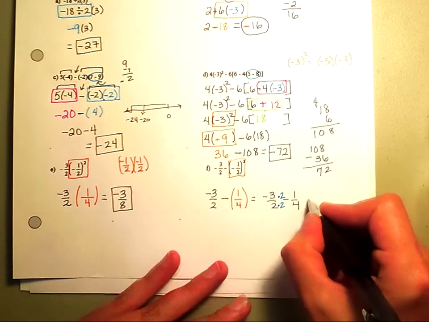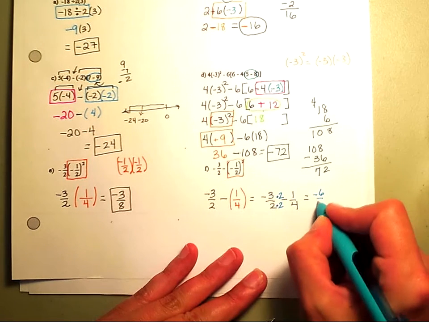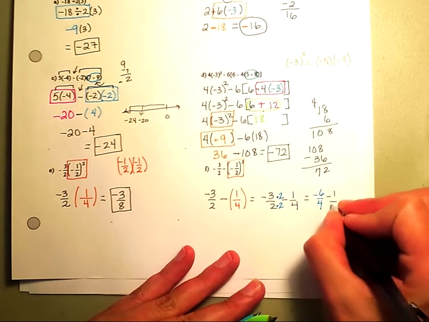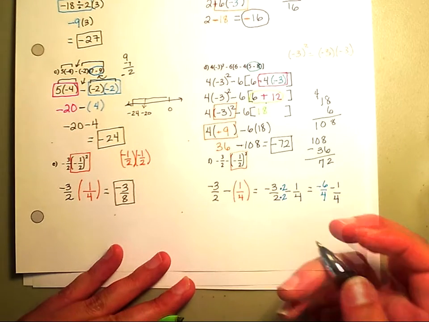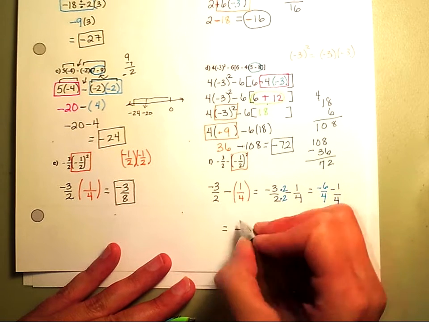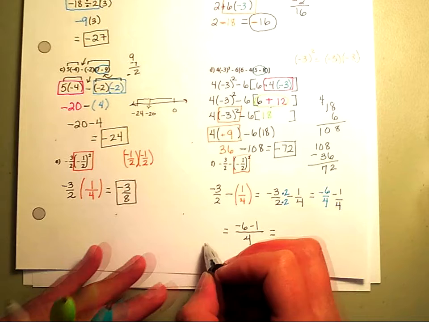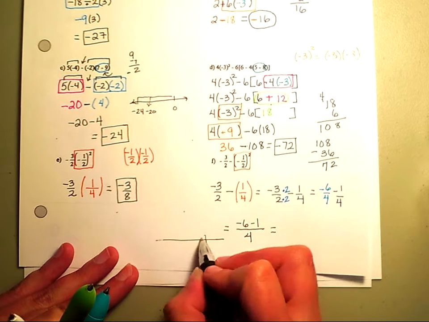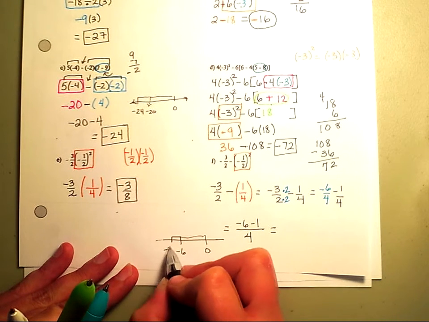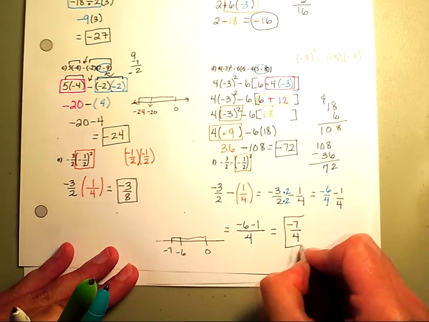So this is equal to negative 6 over 4 minus 1 over 4. Which, if you get the common denominator, write it as one big fraction. It's negative 6 minus 1. So for this, I start at 0, come down to negative 6, and then I subtract 1 more, so I become more negative. So this is negative 7/4.